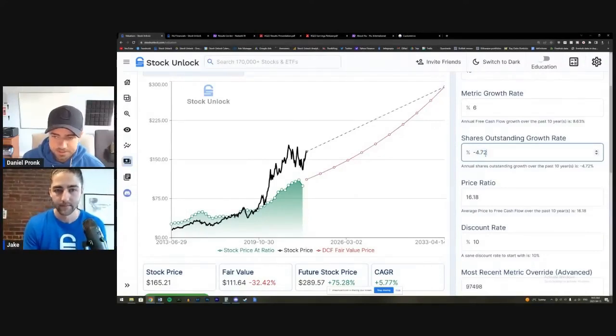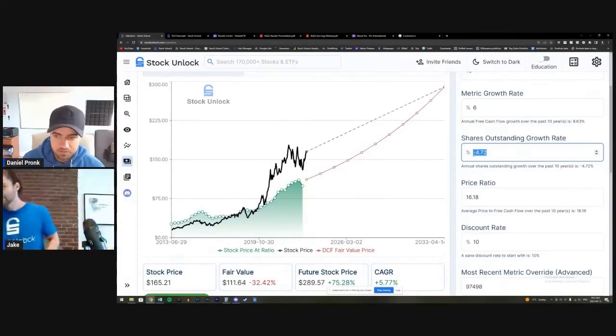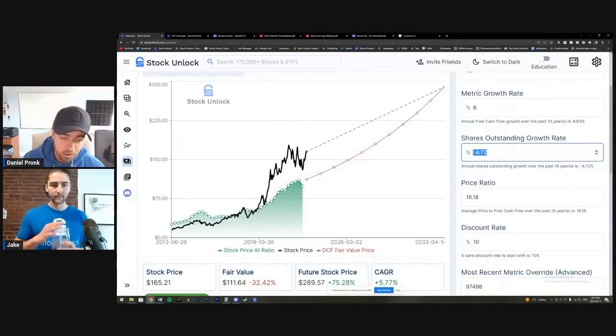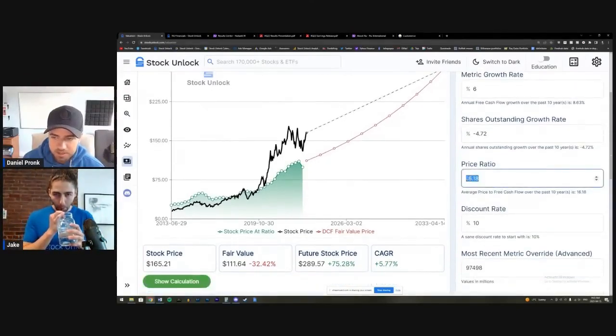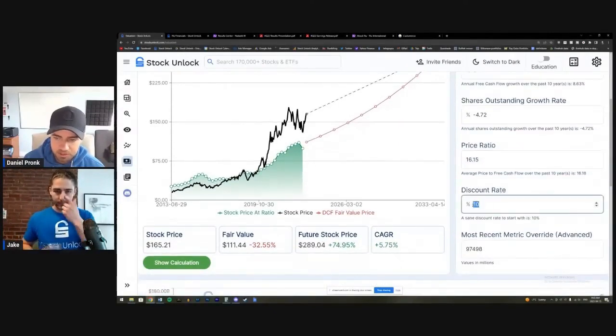Yeah. And then the next thing is the shares outstanding growth rate. They've bought back about 4.7% of their shares outstanding annually. They're probably going to continue doing that in the future, so I'll leave that. Price ratio over the past 10 years on average has been 16. I'll just leave that. And a 10% discount rate is basically the rate of return that we want.